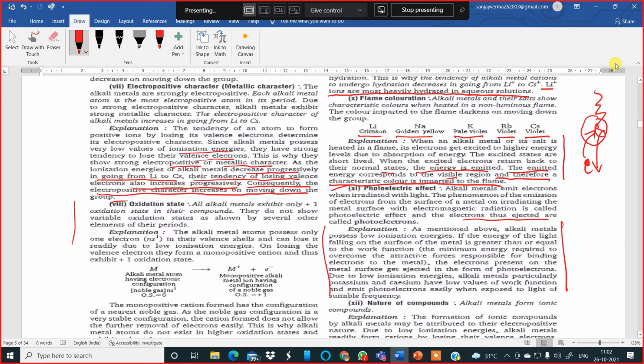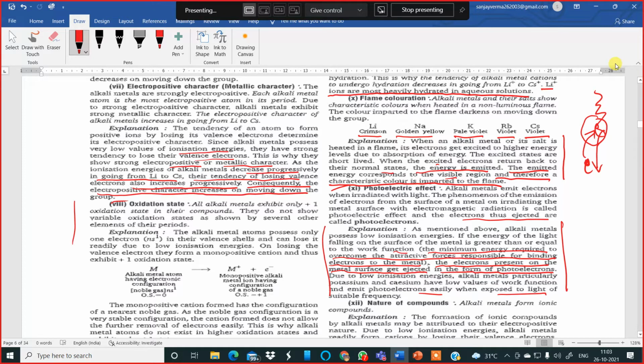As alkali metals possess low IP, if the energy of the light falling on the surface of the metal is greater than the work function, that is the threshold energy, the minimum energy required to overcome the attractive force responsible for binding the electrons to the surface of the metal, then the electrons present on the metal surface get ejected in the form of photoelectrons. Due to low ionization energy, alkali metals, particularly potassium, calcium and cesium, have low values of work function, so that can be easily overcome by the light particle falling on the metal surface, and that's how they emit photoelectrons easily when exposed to light of suitable frequency.